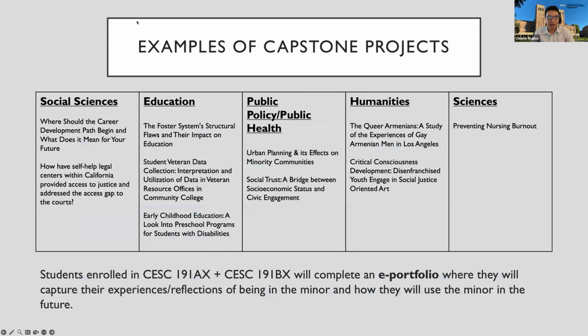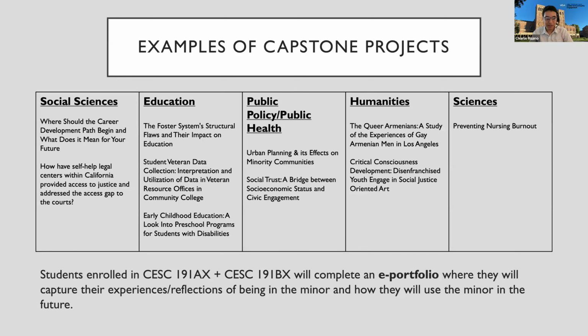So, some examples of capstone projects. There are some under social sciences, education, public policy, public health, humanities, sciences, and it's not just these topics. It can be in a lot more. Students can come in with their own topic that they would like to pursue, which is not on this list, which is what we like. And it's pretty awesome seeing students doing topics that are not the norm for our minor.